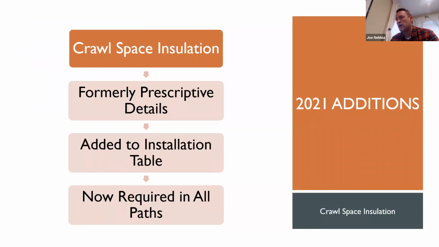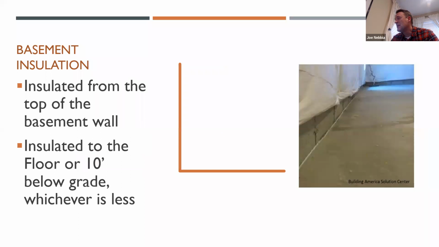Some addition in 2021, as I mentioned, some of that prescriptive detail moved into the mandatory section, and it's required in all paths. Basement insulation is one of those things that was in the prescriptive section. It was marked as prescriptive 2018 and earlier. So if you didn't like what the code said there, and you're doing one of the performance paths, you could argue, I don't have to do that because it's just prescriptive. 2021 now points to these requirements in all three compliance paths. So it's essentially mandatory.